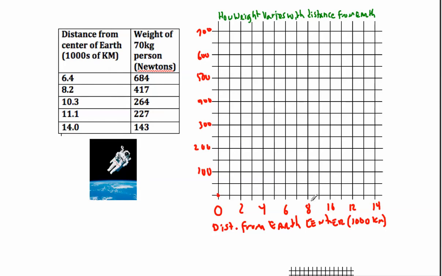Now, as we had here on our dependent variable axis, we need to put a label as well as units. I'm going to write it down here and then put it up here. This will be weight of a 70 kilogram person. And the units there are newtons. Weight of 70 kilogram person in newtons. Basically, whatever heading you have in your data table can be the label on your axes. All right, let me maneuver this up here so it's in the right spot.